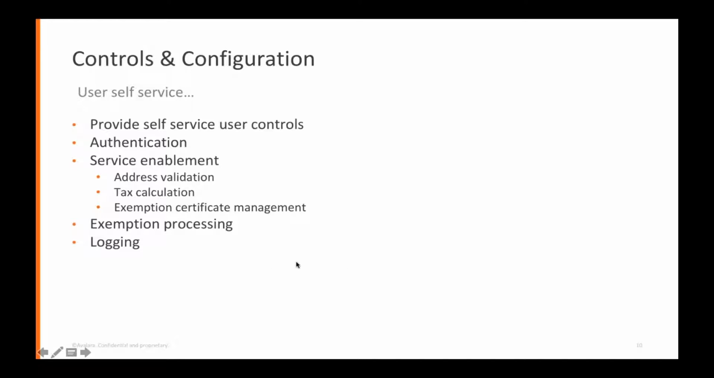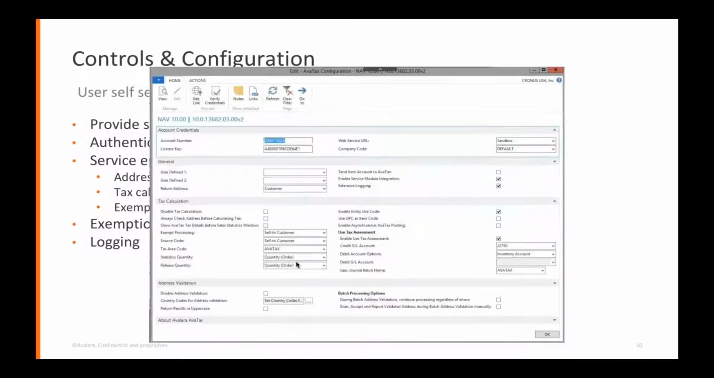You can also manage exemption processing. You can manage logging through that. And as an example, here's one of the windows. It's probably a little busy, but you can see we have the ability to put in my account credentials and authenticate those. I can then put in different controls. You'll see here I can disable tax calculation. I can indicate whether I want to use entity use code or not. Other controls such as passing UPC as an item code, and then address validation, again, enabling and disabling that, and other controls around the integration and how that integration operates for your end users to manage.